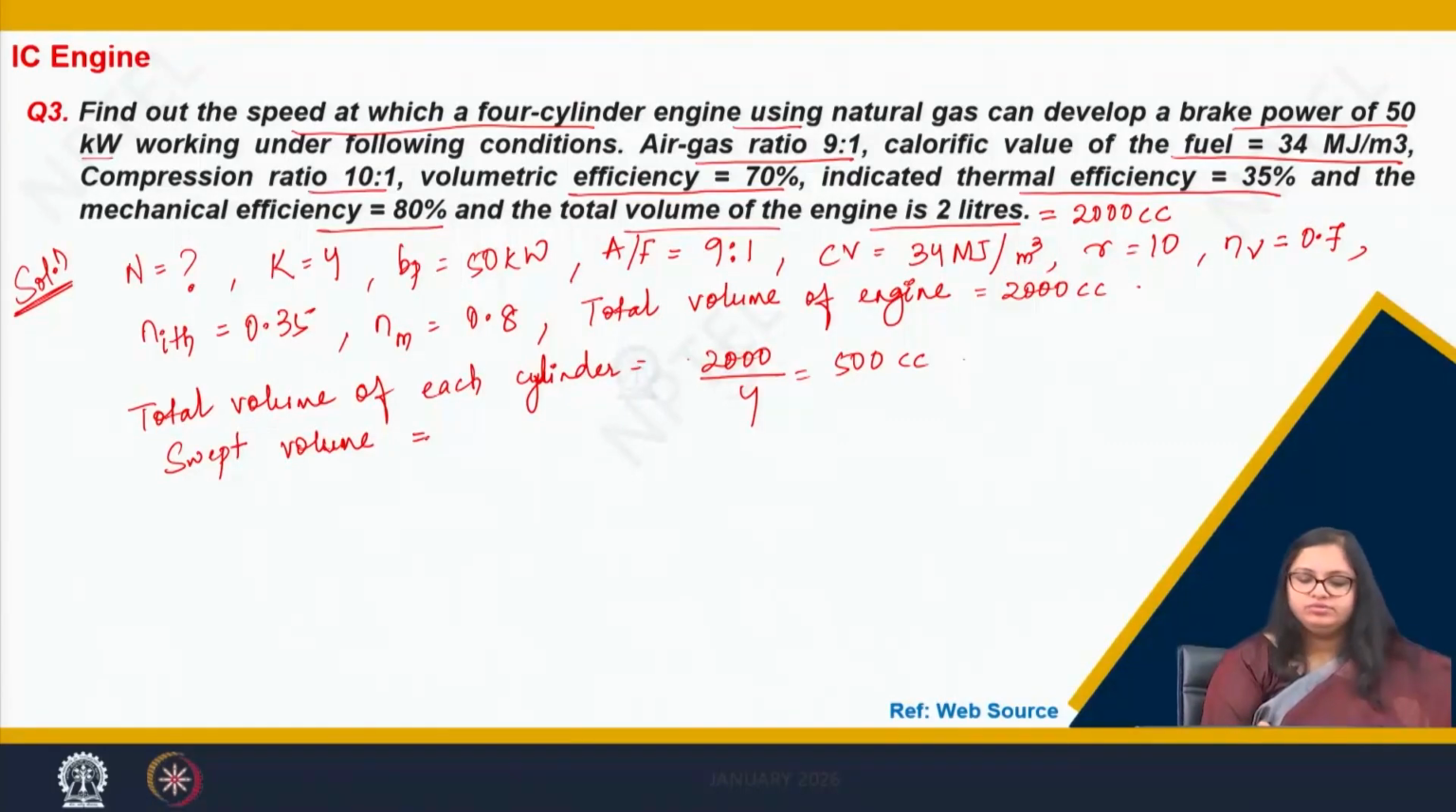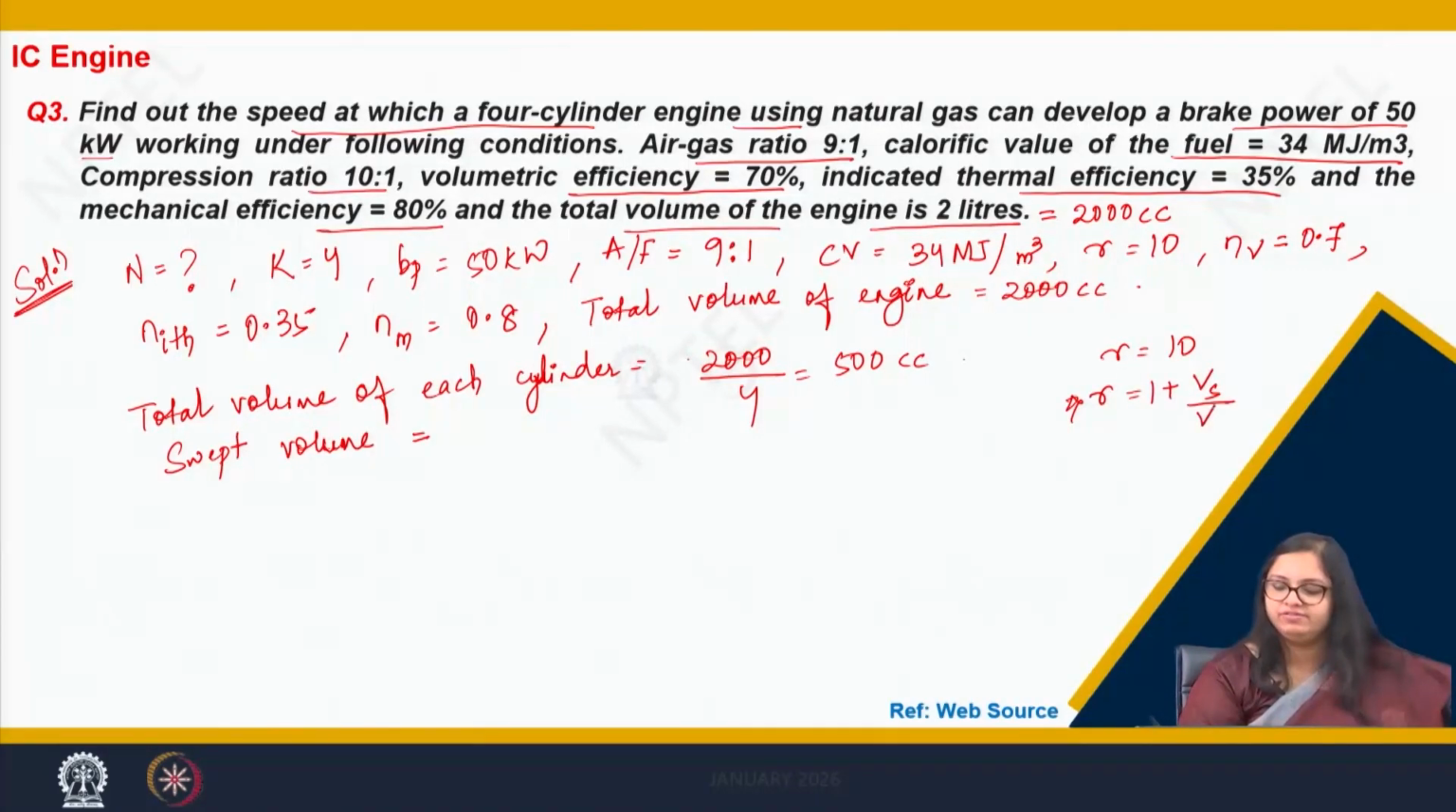So, here we should know what is the percentage of swept volume in this single cylinder, where the compression ratio is given as 10. So, what do we know? The compression ratio is 1 plus Vs by Vc. So, here Vs by Vc is equal to 10 minus 1, which is 9. So, my Vs is 9 times Vc.